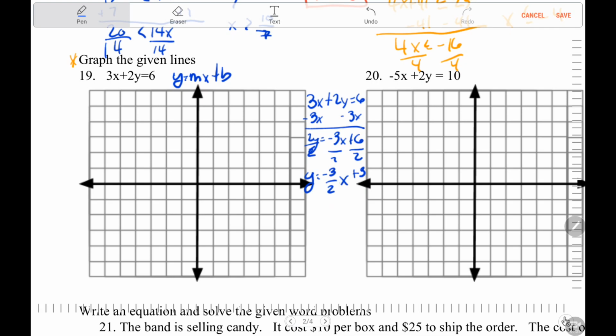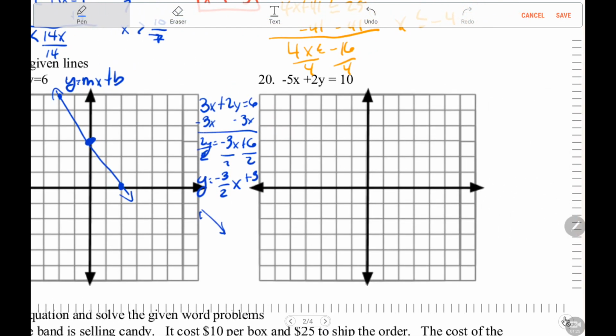And so we can graph. Our y-intercept is going to be at (0, 3). Then our slope is negative 3 over 2, so it's going to go down this way. We're going to go down 3, 1, 2, 3, and over 2. You could have gone the other way, up 3 and left 2, as long as you make the slope negative.